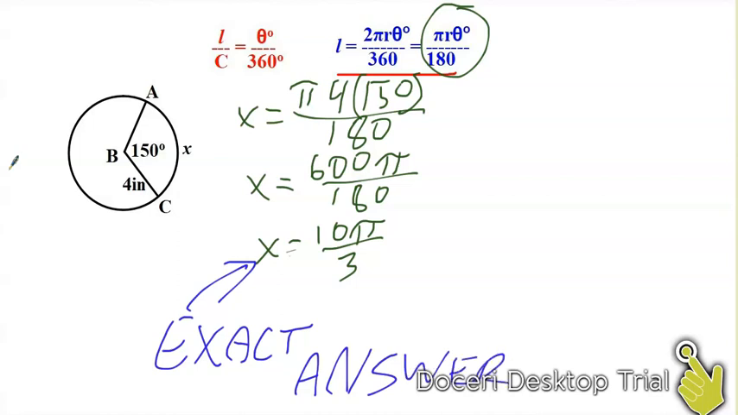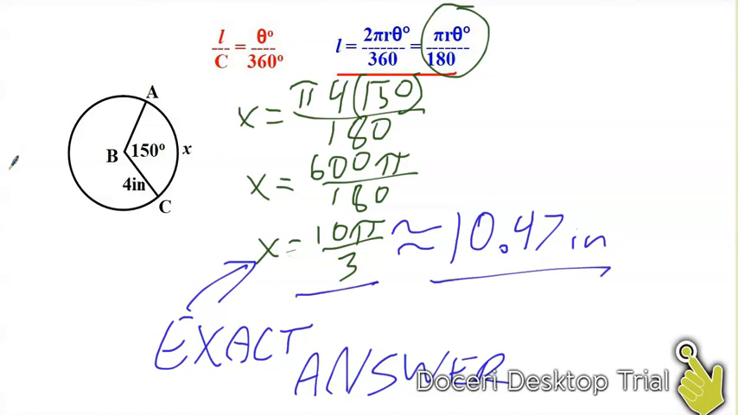Now, if it wants it rounded off, if it wants to know, hey, how many inches is this to the nearest hundredth, to the nearest whatever, you can just take that, stick it in your calculator, and you would get approximately 10.47 inches. That depends on what the question wants. If it wants exact, you give them this. If it wants it rounded off, you give them that. Not a big deal.